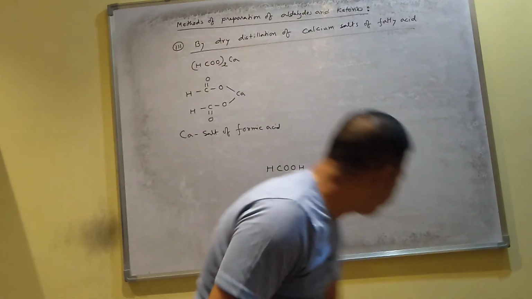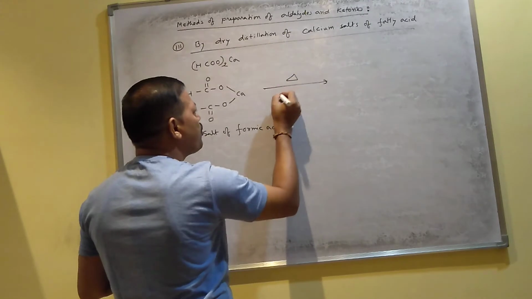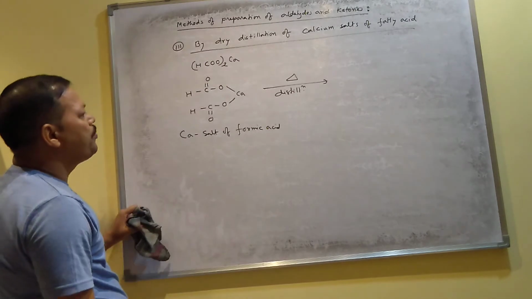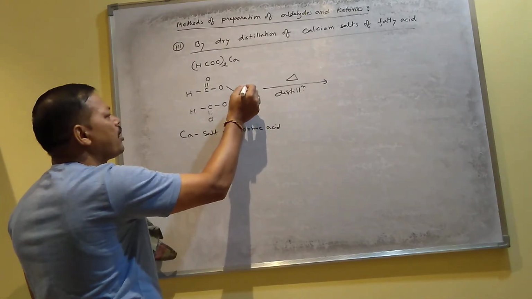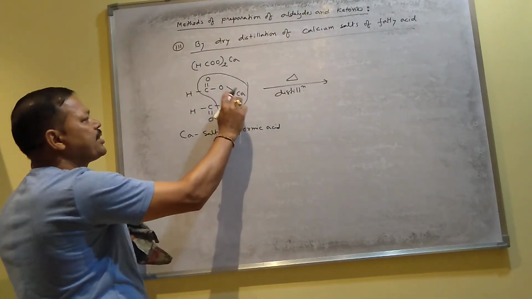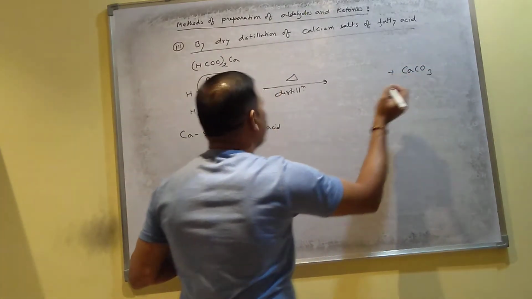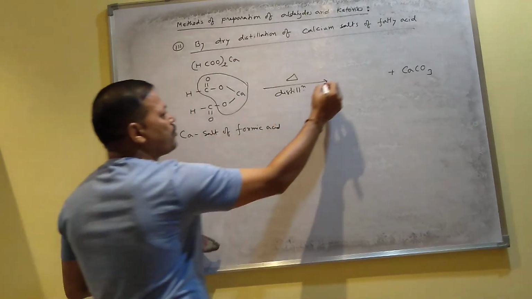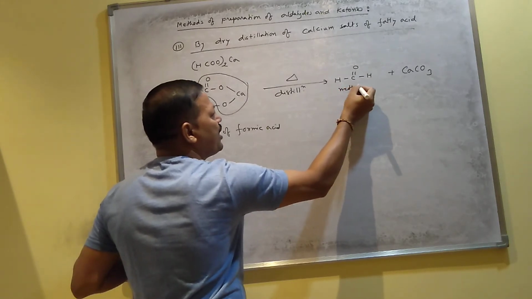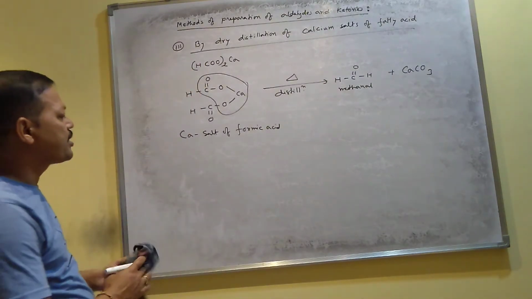When you do distillation, it means nothing, just you have to apply some amount of heat, then distillation will take place, then this compound will break and this part will come out like this, and this is one calcium, one carbon, 3 oxygen, and that's why they will form calcium carbonate, and the remaining part combines to form HC double bond O. This is your methanal or formaldehyde. So like this also you can prepare aldehyde by doing distillation.